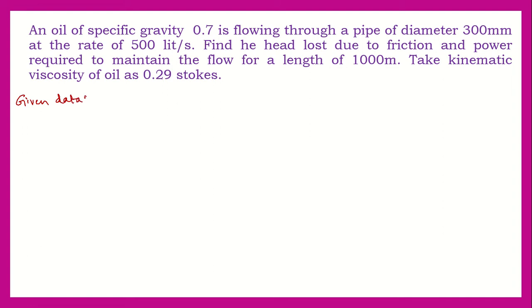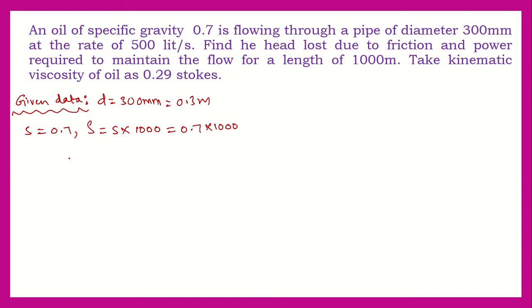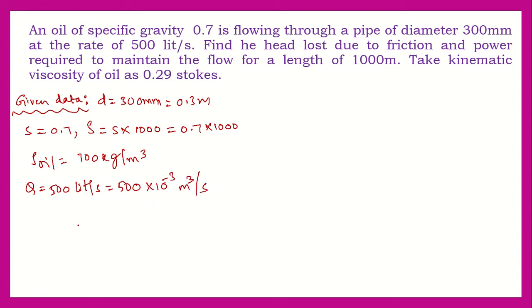So given data is what? D is equal to 300 mm, which is equal to 0.3 meters. Specific gravity of oil is 0.7. So density will be equal to S into 1000, basic formula. So 0.7 into 1000. So density of oil will be equal to 700 kg per meter cube. Next, discharge is given to us as 500 liter per second, which is equal to 500 into 10 power minus 3 meter cube per second, because 1 meter cube is 1000 liters.